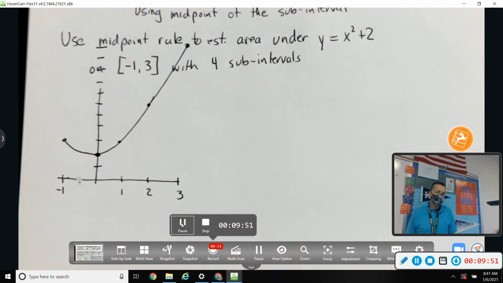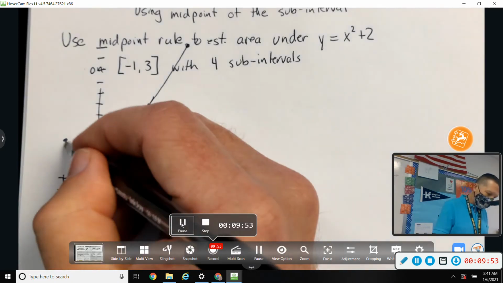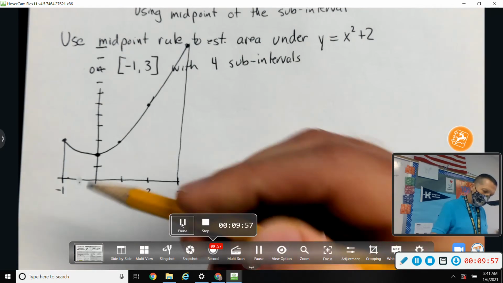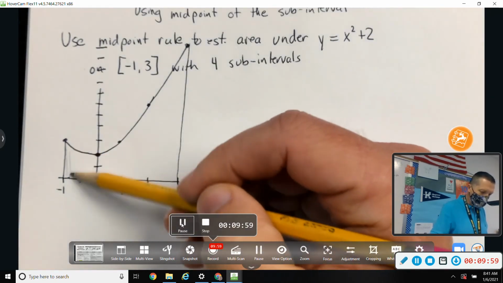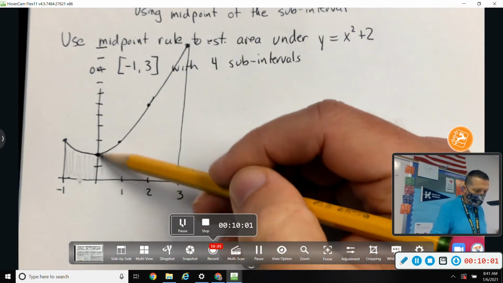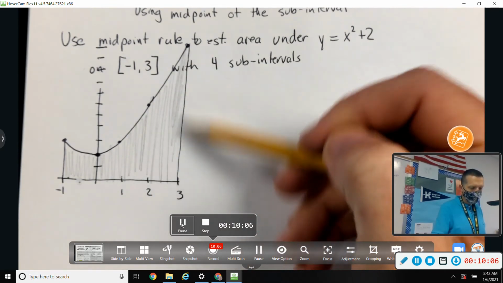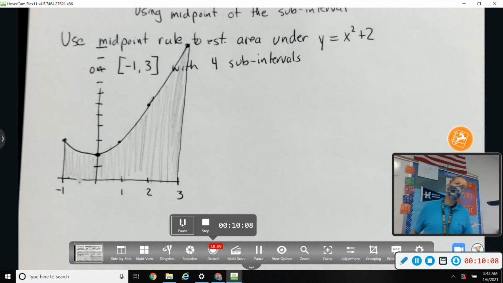So there's my picture. I want that area from -1 to 3. Yesterday we lightly shaded it gray, if that doesn't mess up the rest of your notes, because we're going to draw rectangles in there in a minute. So that's the area we want to approximate, estimate. And we'll do it with the rectangles.